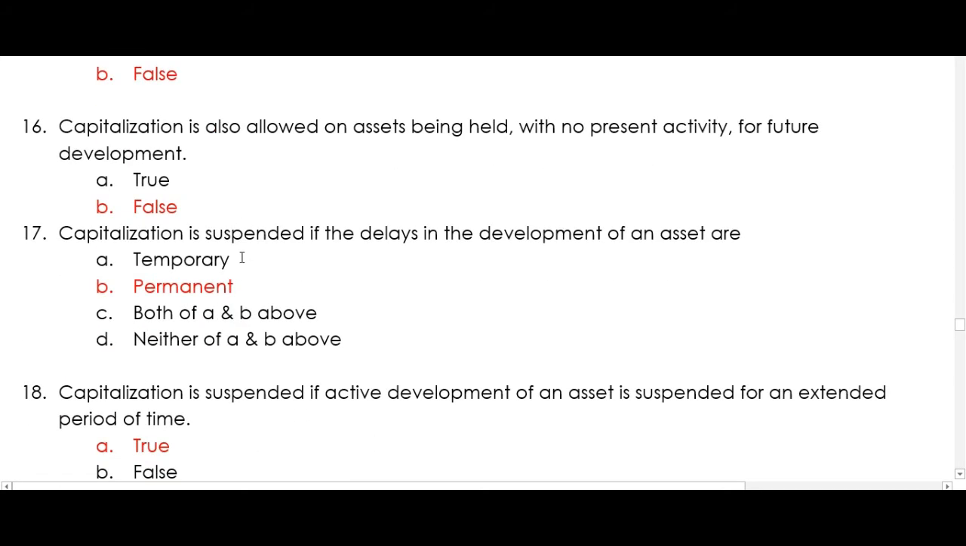16, capitalization is also allowed on assets being held with no present activity for future development. So false siya kasi wala kang activity, di ba? No present activity. So hindi pwedeng magkaroon ng capitalization. Okay? So letter B ang sagot, false.